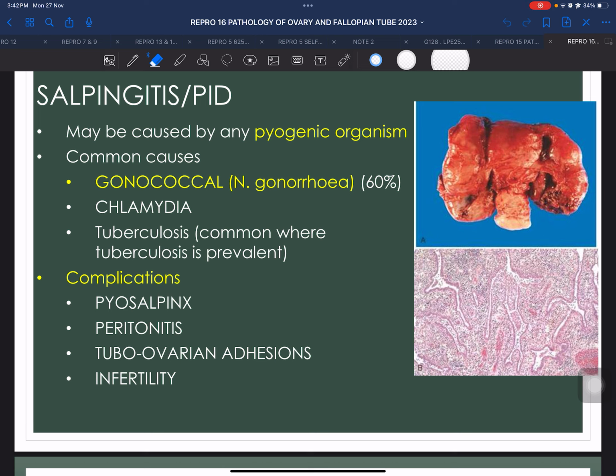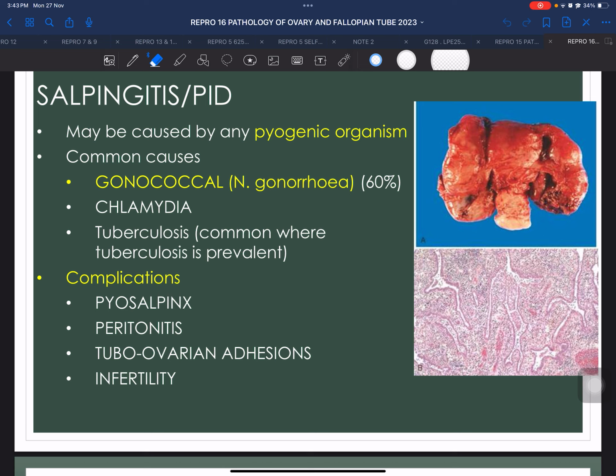Tubo-ovarian adhesion, so the infection from the fallopian tube can spread to the ovary, forming tubo-ovarian adhesion and tubo-ovarian abscess. It will cause infertility because of the healing, the scarring of the fallopian tube, which will not allow the fertilized ovum to be implanted in the uterus.